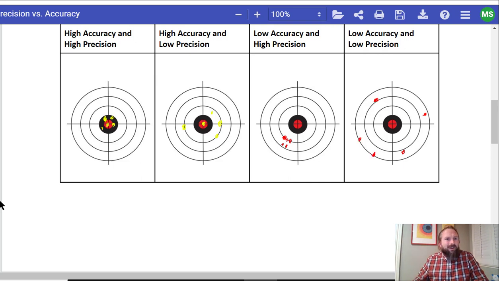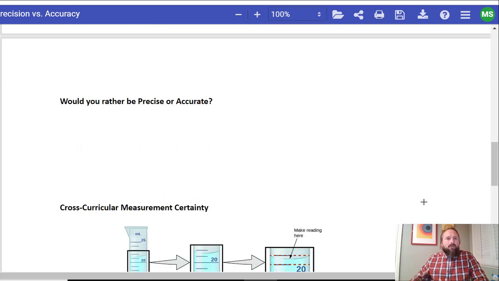All right, let's go on. So here's the question. Would you rather be precise or accurate? It depends on the context, but be sure to explain, and give at least 2 sentences. Explain, hey, I'd rather be blank because blank. All right, let's go on.